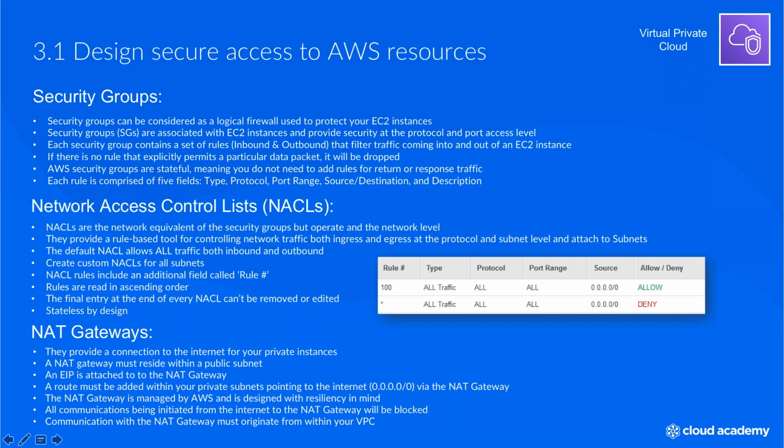Some people are sometimes confused as to how the traffic initiation works. So the NAT gateway will only accept connections that are from within your VPC. It will never accept or initiate a connection externally inbound. It always has to originate from inside your VPC and go out. So that's just another level of protection there.